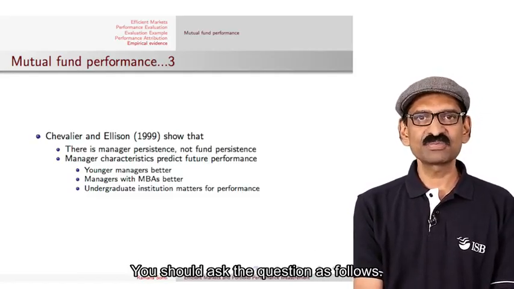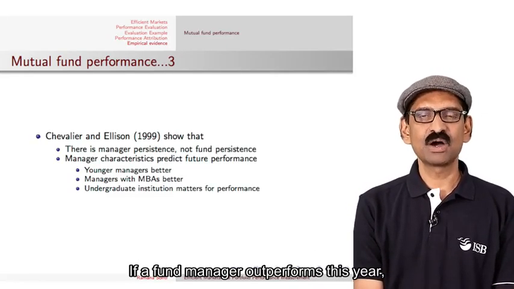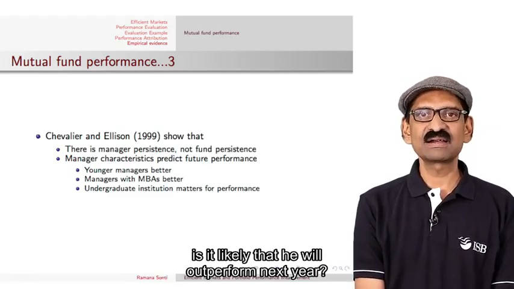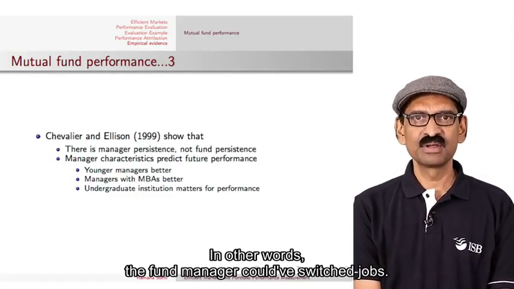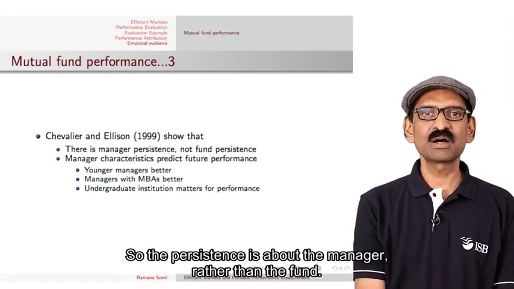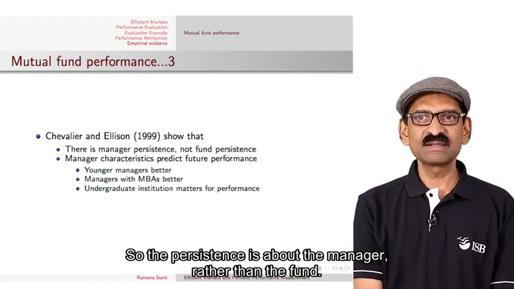You should ask the question as follows. If a fund manager outperforms this year, is it likely that he will outperform next year? In other words, the fund manager could have switched jobs. So the persistence is about the manager rather than the fund.